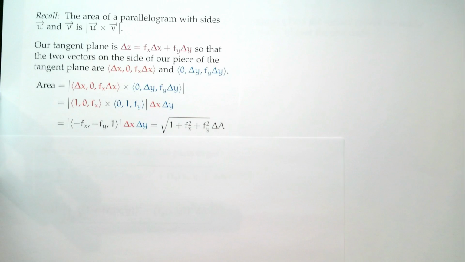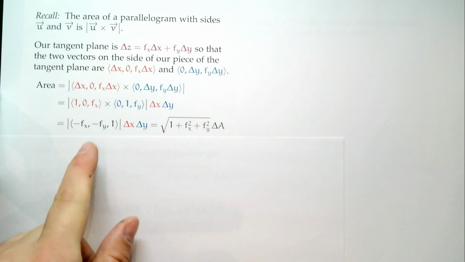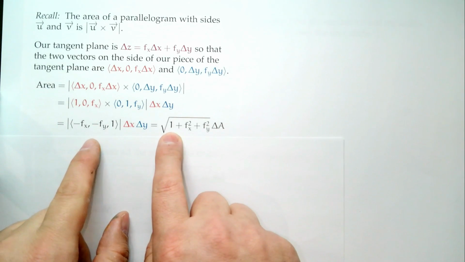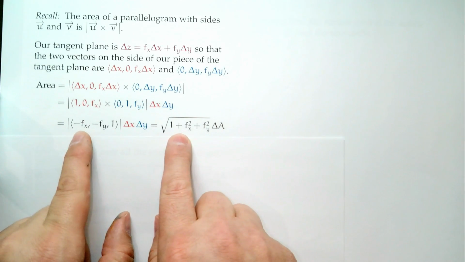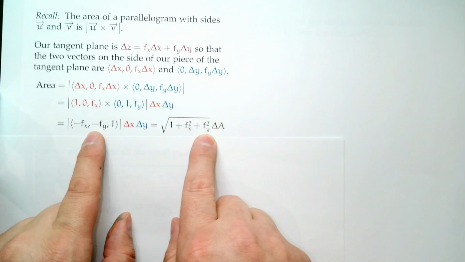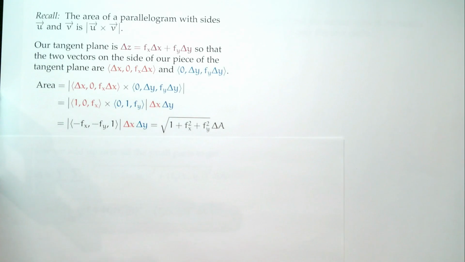So the cross product is minus f sub x, comma, minus f sub y, comma, 1. And then we have change in x, change in y. And we take the magnitude, and so we get the square root of 1 plus f sub x squared plus f sub y squared. And the delta x, delta y becomes delta A. Okay, so that is the amount of area approximately over one little piece. Now, what happens next?